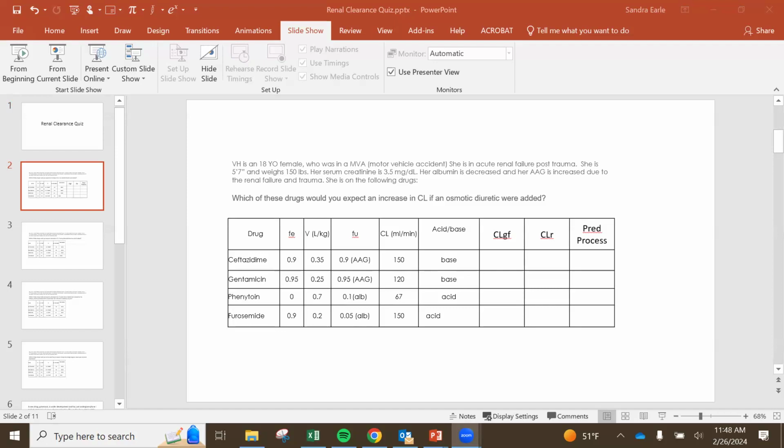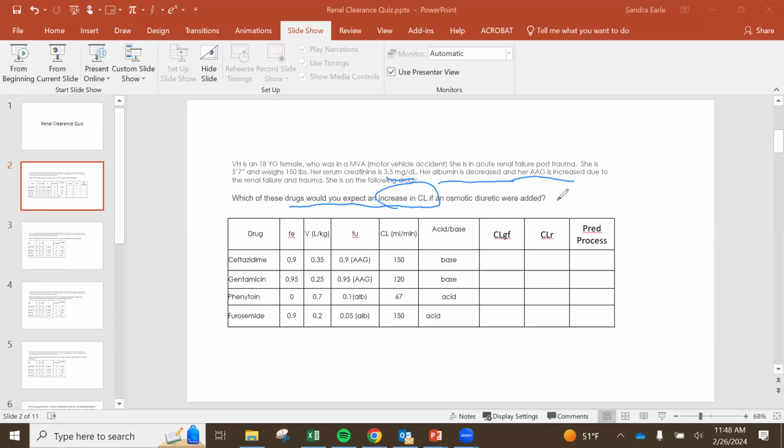All right. So VH is an 18-year-old female who was in a motor vehicle accident. She's in acute renal failure post-trauma. She's 5'7" and weighs 150 pounds. Her serum creatinine is 3.5 milligrams per deciliter. So she's got some renal impairment. Her albumin is decreased and her AAG is increased, so we expect some fraction unbound changes, right? We expect some protein binding changes due to the renal failure trauma. She's on the following drugs. Which of these drugs would you expect an increase in clearance if an osmotic diuretic was added?